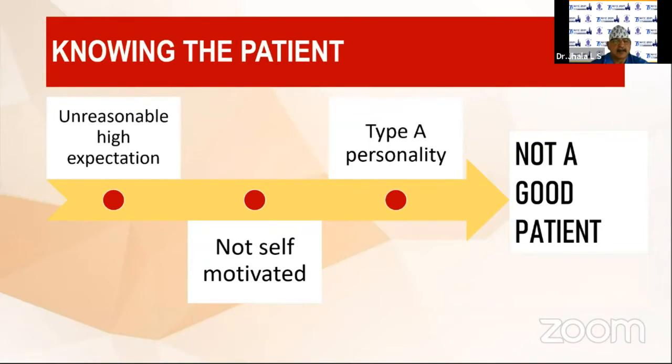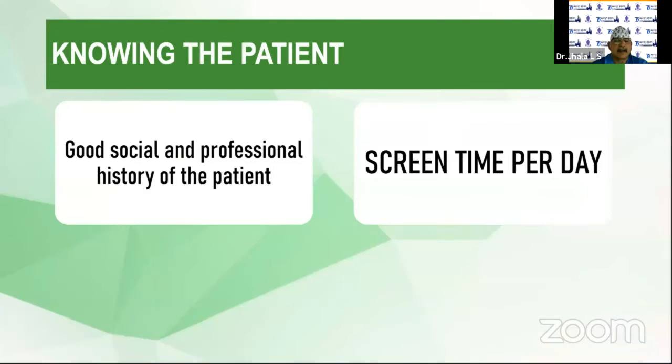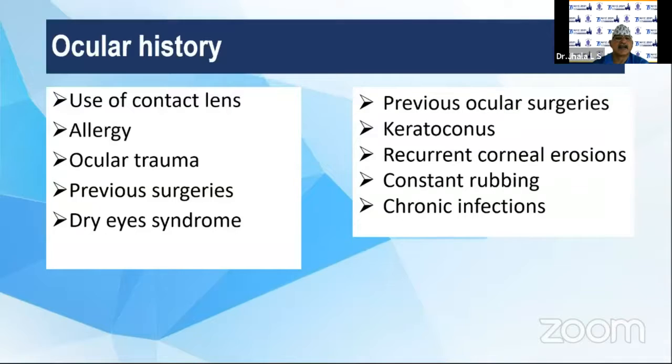Before touching the patient, one should know the patient, whether he has an unreasonably high expectation, is a type A personality or not, whether he is self-motivated for refractive surgery or you are forcing it upon him. These patients will not be good candidates for refractive surgery. Also take a good social and professional history, as because of the COVID era, all the youngsters have a lot of screen time. They are using 8 to 10 hours per day.